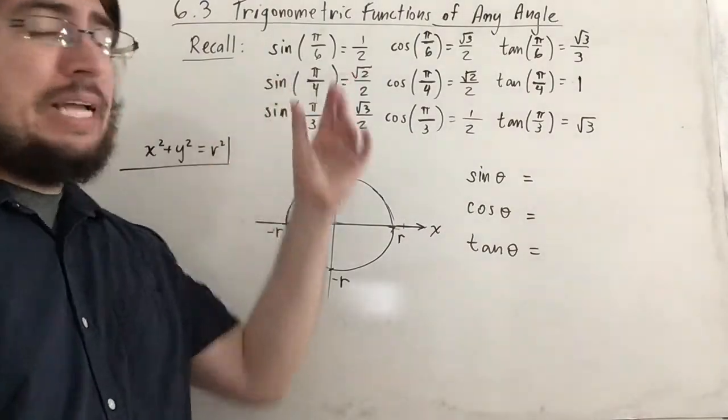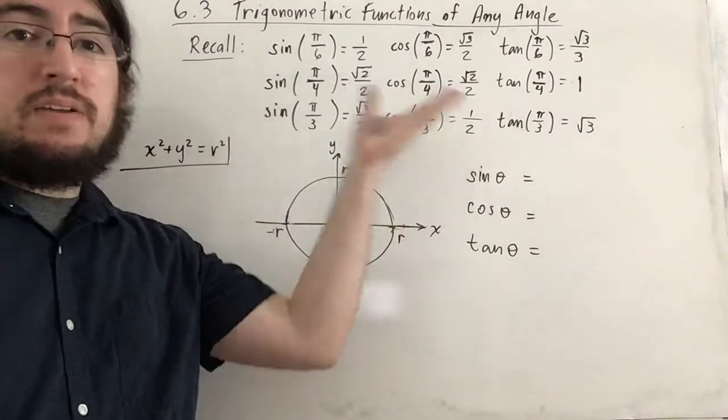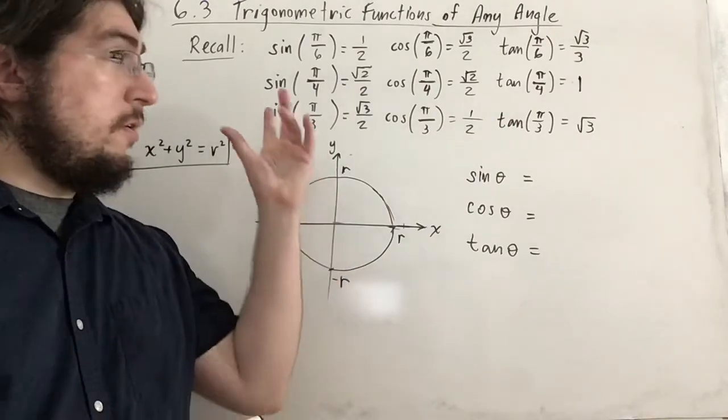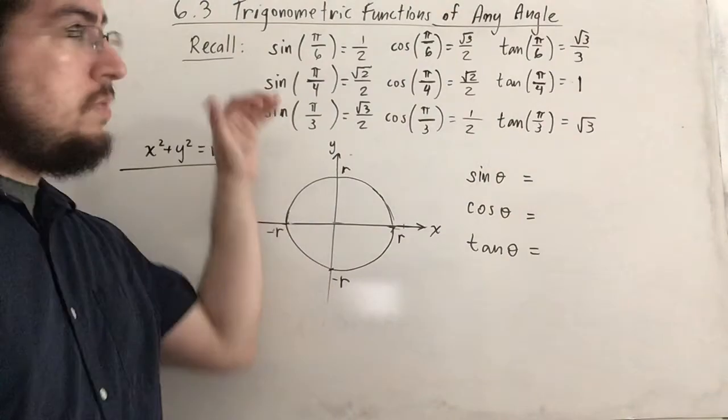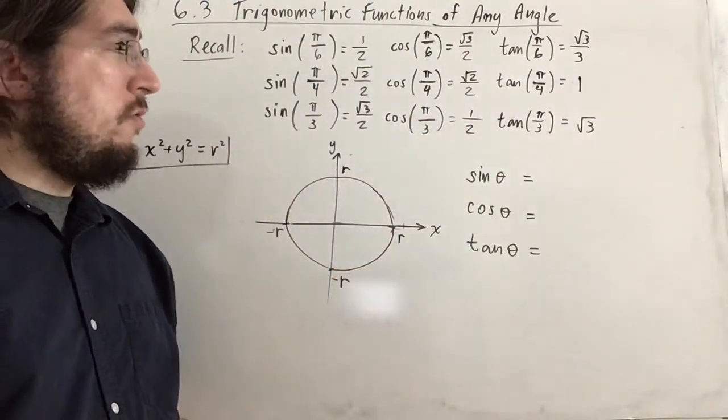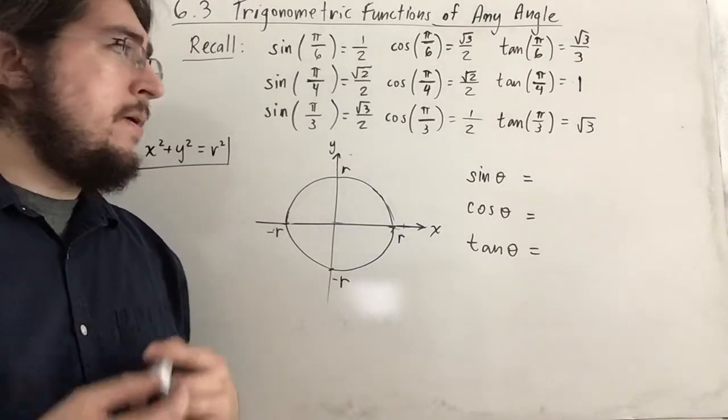Now recall in the last section we found sine, cosine, and tangent of these angles here. And notice first off they're in radians. So just to remind us, pi over 6 is 30 degrees, pi over 4 is 45 degrees, and pi over 3 is 60 degrees. All right.